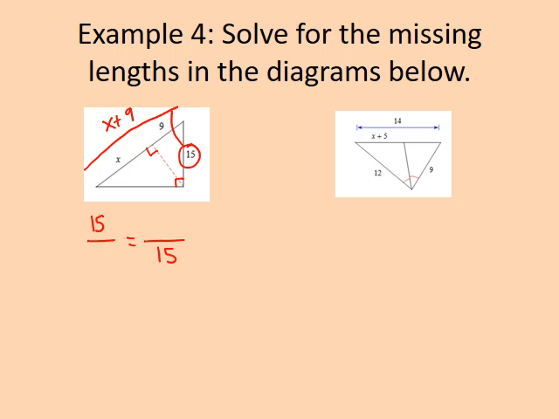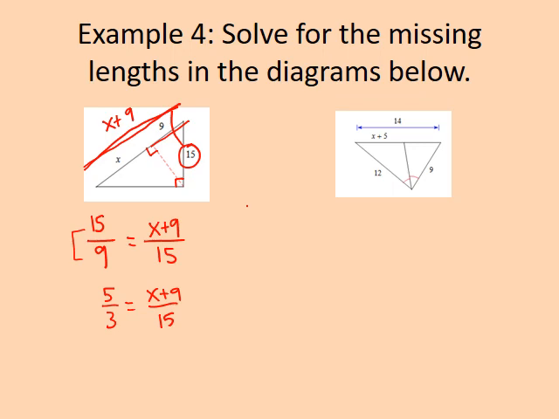Now it's the geometric mean between its closest side, which is 9, and the entire hypotenuse, which is x plus 9. Now we're going to solve this proportion. Now we could just cross multiply, but these numbers are a little big. So when the numbers are big, I like to simplify the proportion if I can. So 15 divided by 9 simplifies to 5 over 3, and that equals x plus 9 over 15.